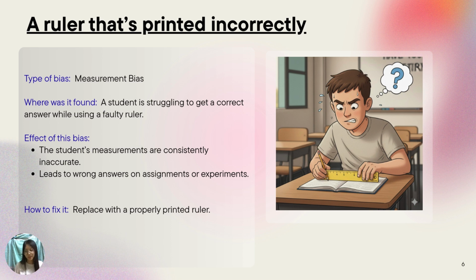So how can we fix it? Very simple. Just use a correctly printed ruler instead of the wrong one that he's using currently.